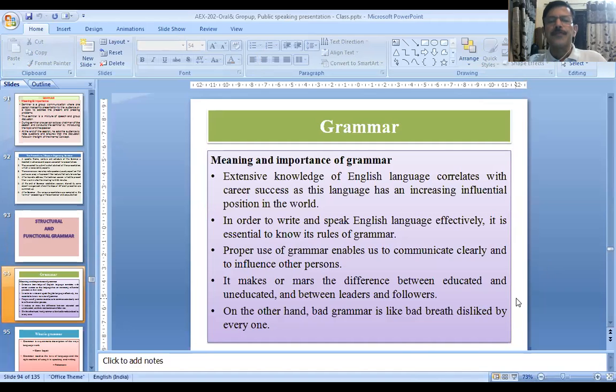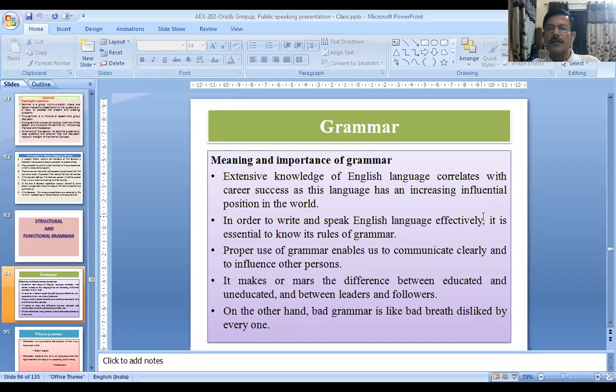So grammar, the meaning and importance of grammar in communication. Extensive knowledge of the English language correlates with career success, as this language has an increasingly influential position in the world. In order to write and speak English effectively, it is essential to know its rules of grammar. The proper use of grammar enables us to communicate clearly and to influence other persons also. It marks the difference between educated and uneducated, between leaders and followers. On the other hand, bad grammar is like bad breath, disliked by everyone.